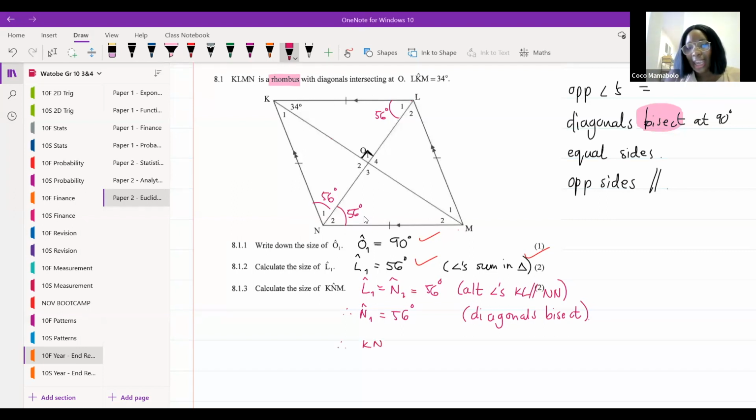Angle KNM. What is the size of the full angle? Because they didn't ask for it in pieces. They asked for the full angle. Be careful, Jessica. We want this full angle over here, this whole one. Good. Awesome stuff, guys. My full angle is 112 degrees. Well done. Beautiful stuff, guys. Very, very nicely done.